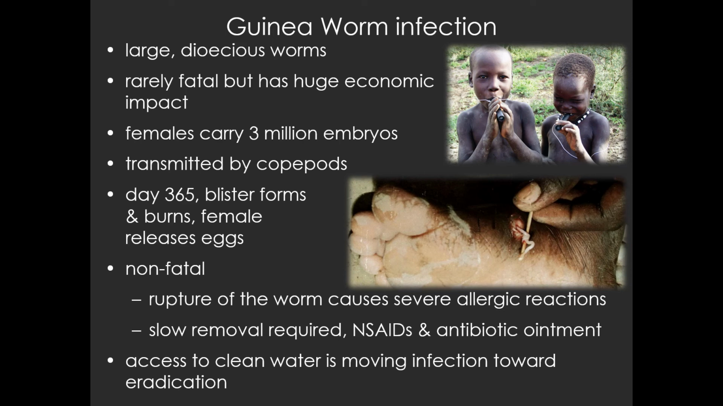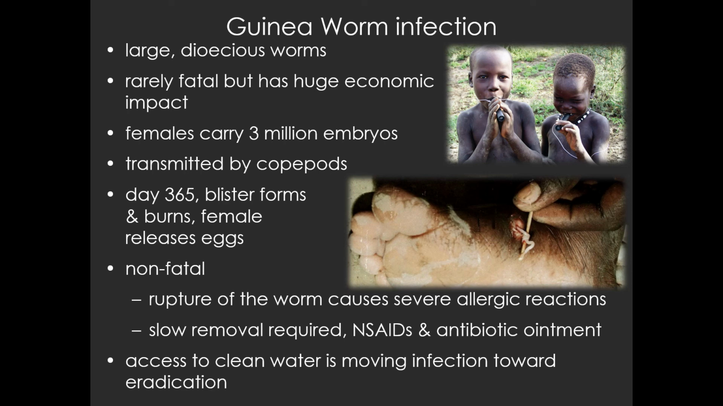Females can carry about 3 million embryos, meaning that a single infected person can release 3 million infectious agents into the water. It has both human beings and a microscopic arthropod called a copepod, which is kind of like a microscopic crab, as hosts. It has about a year-long disease cycle from the time that you are infected until the female is capable of releasing those eggs. And she does that by releasing them through a blister that forms on the skin.